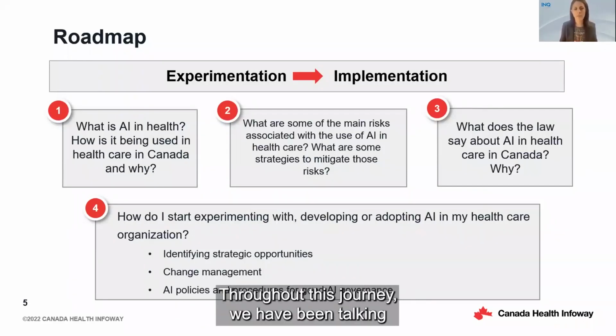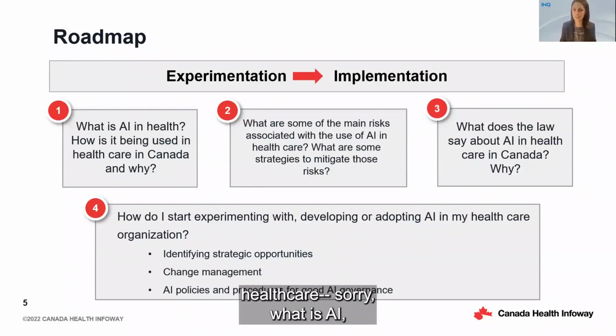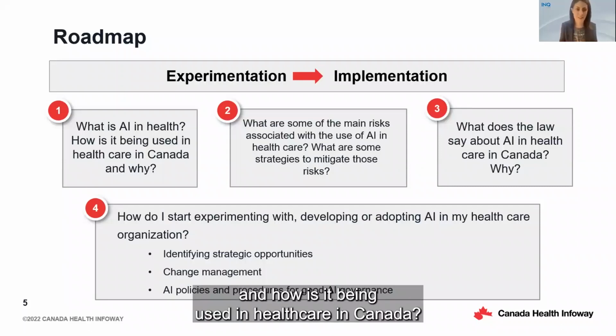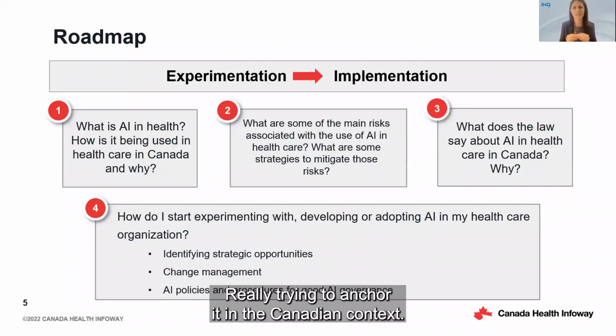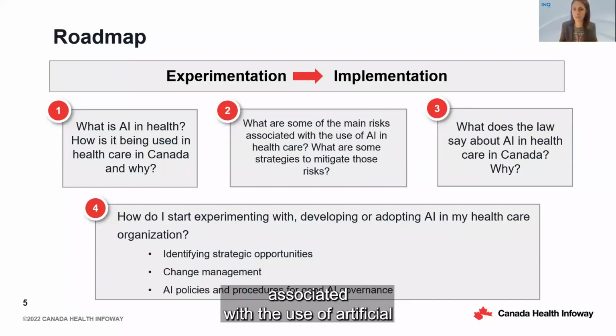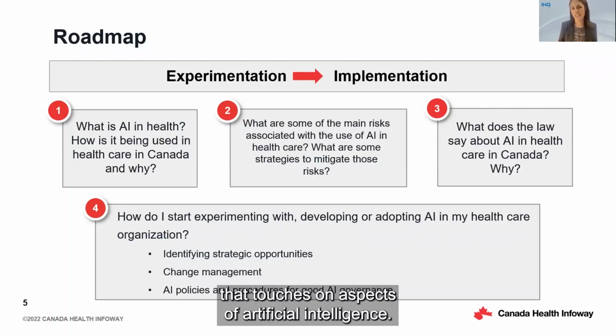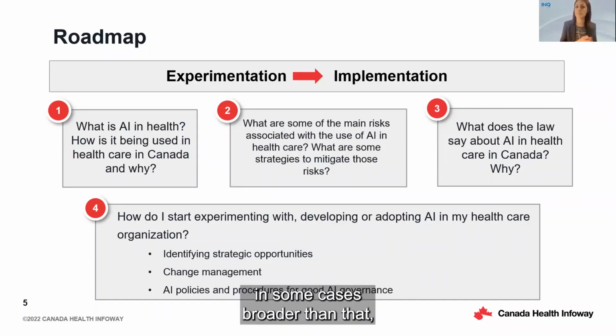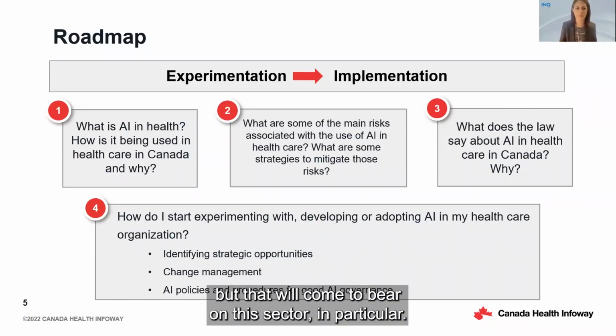Throughout this journey, we have been talking about a number of different topics. We have looked at what AI is and how it is being used in healthcare in Canada, really trying to anchor it in the Canadian context. We've been looking at some of the main risks and benefits associated with the use of artificial intelligence in the health sector in Canada. We've also looked at existing, emerging and pending law that touches on aspects of artificial intelligence, in some cases specific to the healthcare sector, in some cases broader, but that will come to bear on this sector in particular.